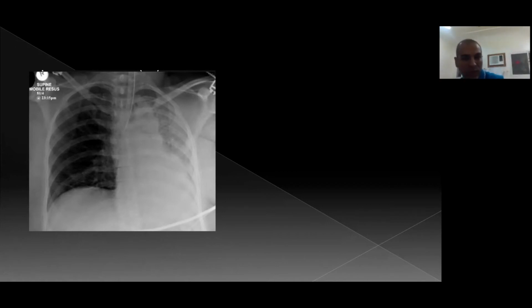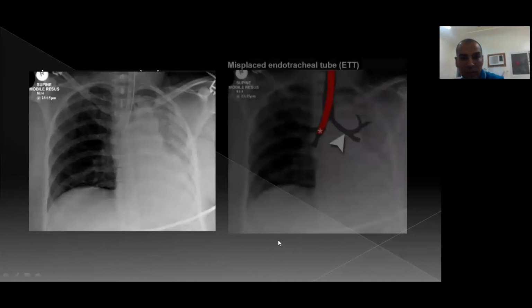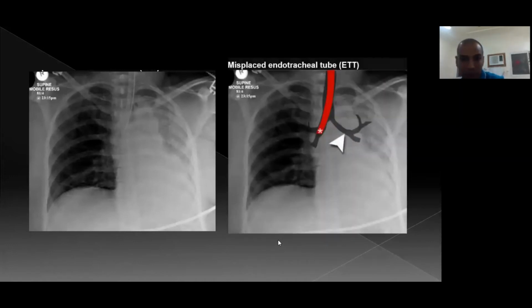The left hemithorax is totally collapsed, and we have volume loss. Yeah, you are right, you have volume loss because of tracheal shift and also silhouetting of the diaphragmatic copula. So we have left lung collapse because of malposition of the intratracheal tube, this misplaced intratracheal tube.